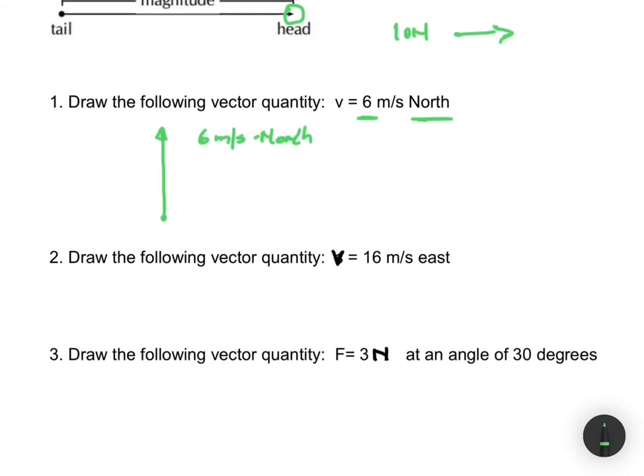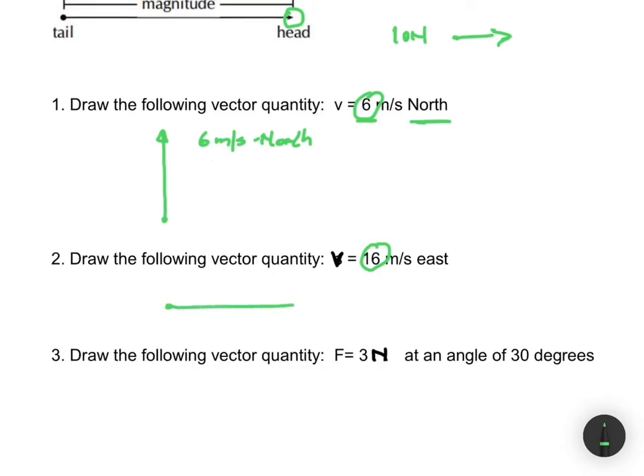The second question, draw the following vector quantity. V is equal to 16 meters per second east, right? On the first question, we had 6 meters, and on the second question, we have 16. So we're expecting the length of this vector to be greater than that in the first example, right? Because it has a greater magnitude. So if we start here, then we just go to the east, right? Your line must be straight, must not look like mine. And then we know that this is 16 meters per second east, right?